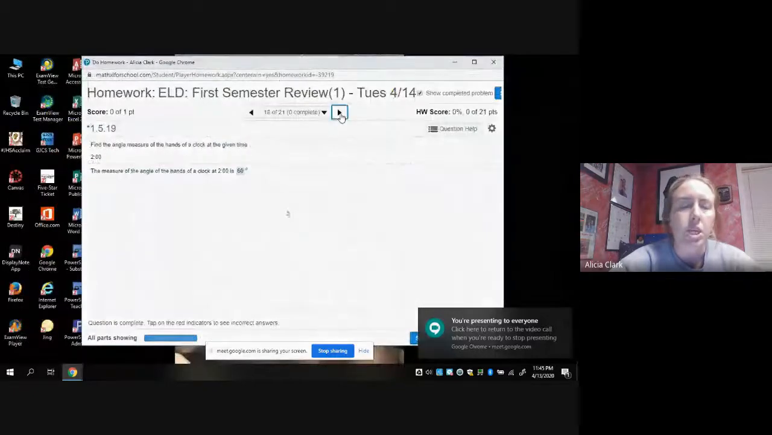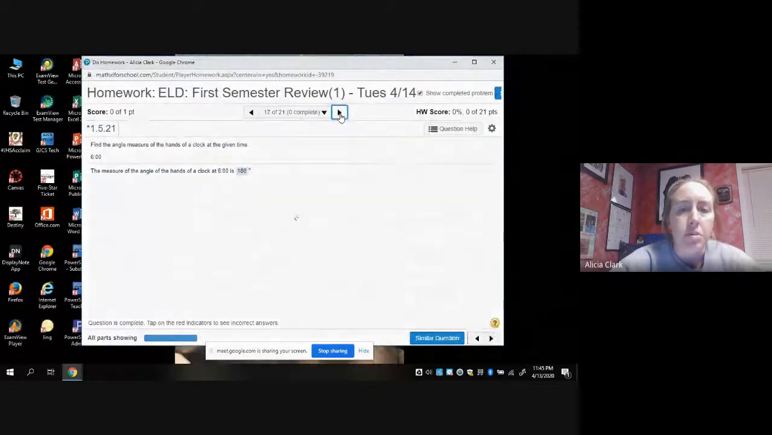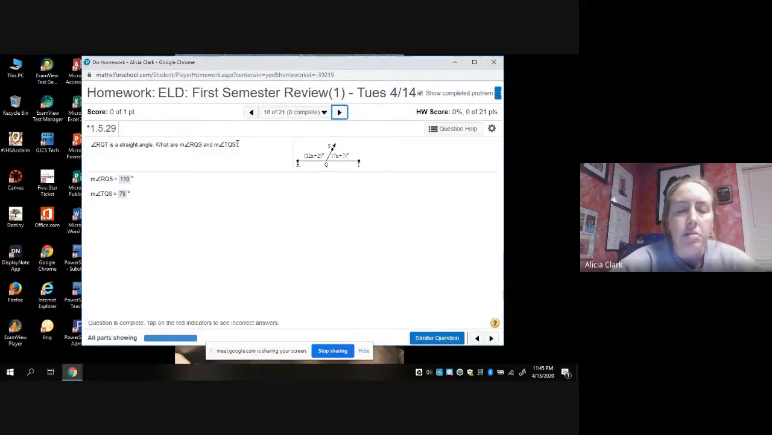Okay, so that's the clock question. And then you're going to have a couple of those, so same idea. This one is going to start talking about how you have to know which angle measures are which. This tells you that RQT, which goes along the bottom here, is a straight angle. You have to know that's 180 degrees. So whenever you are setting this up, you know that this part and this part are equal to 180.